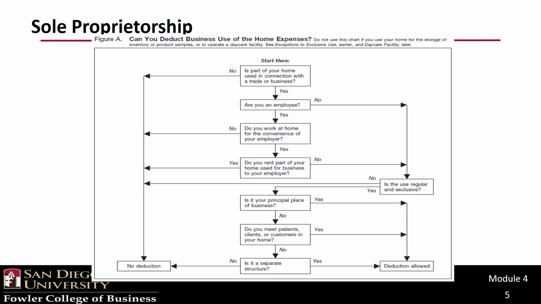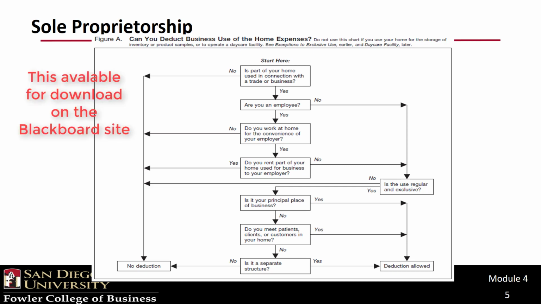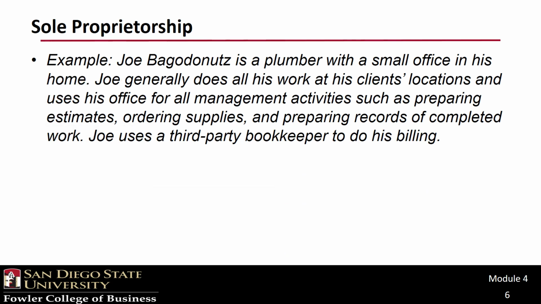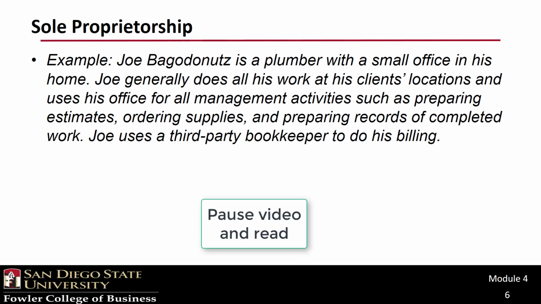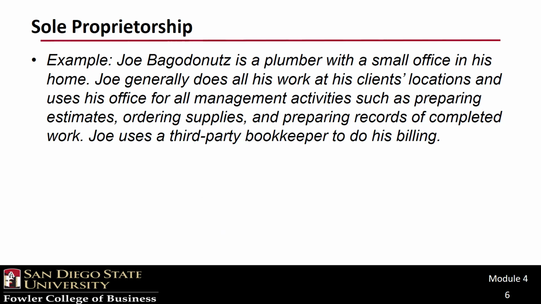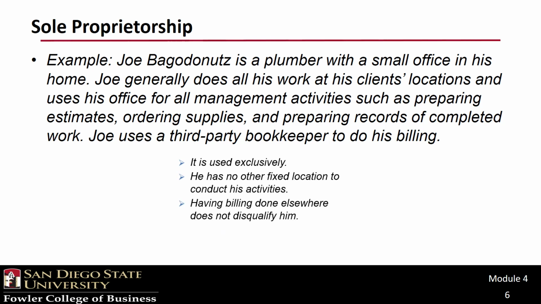So here's a handy flow chart provided by the IRS to help with the home office deduction requirements, and you may want to use it to answer the next few questions. Let's read about Joe and determine if he can take a home office deduction. Joe's office is used exclusively. He has no other fixed location, and just having a few administrative duties done elsewhere doesn't preclude the home office deduction. So as a result, Joe is eligible.